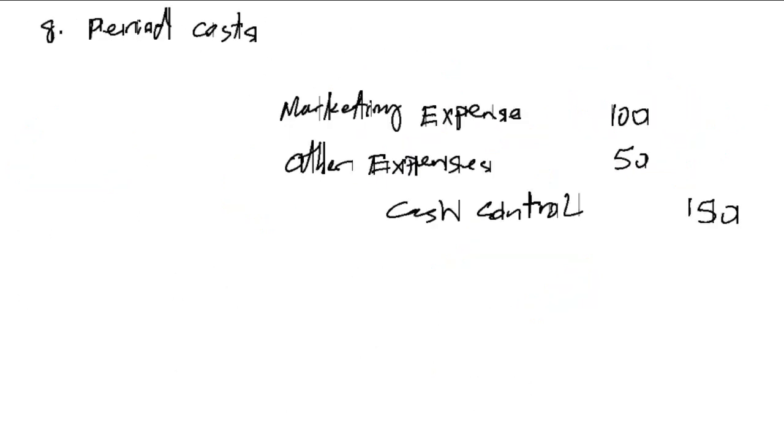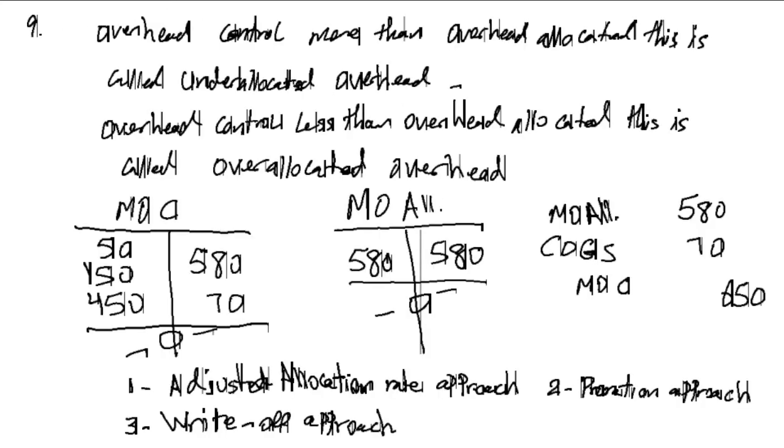Okay, so now we have other costs here. These are not inventoriable costs. I have my marketing expense cost. Fine, I debit marketing expense $100, and I credit other expenses $50, and I credit cash control $150 and paid. So these are not inventoriable costs. Simply we call them period costs. So this is our period cost and paid $150 for those. So we go for next.